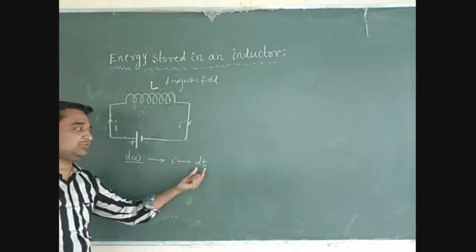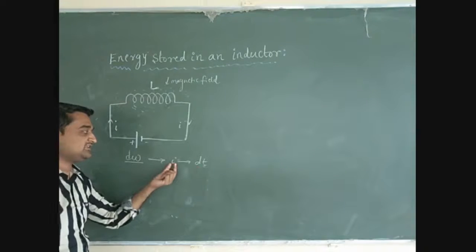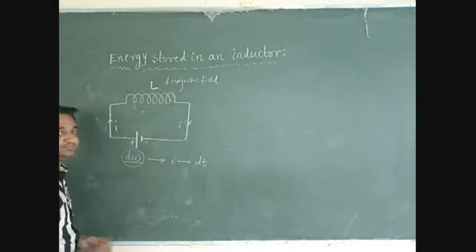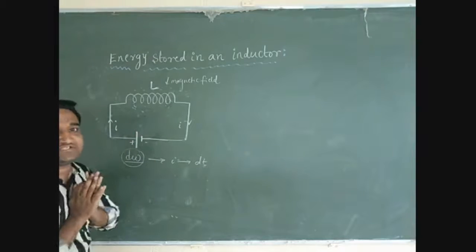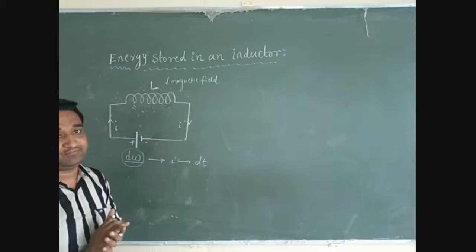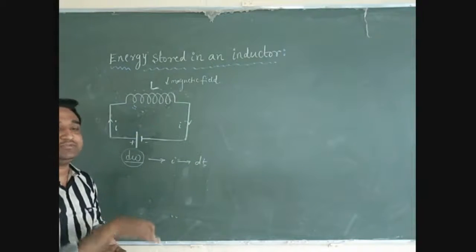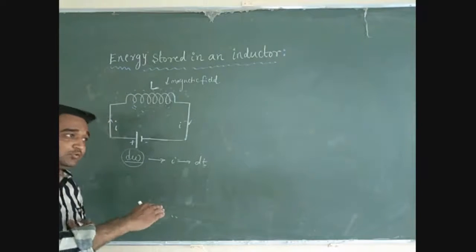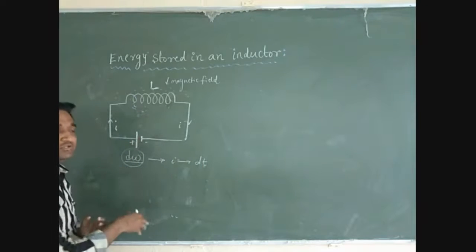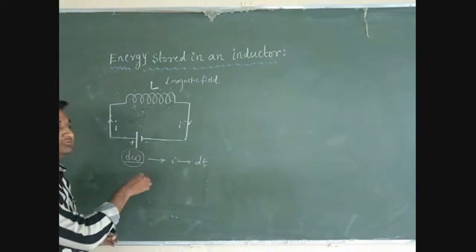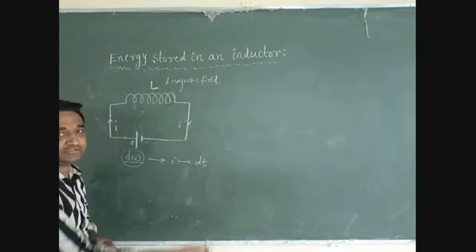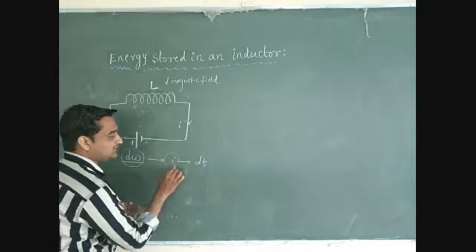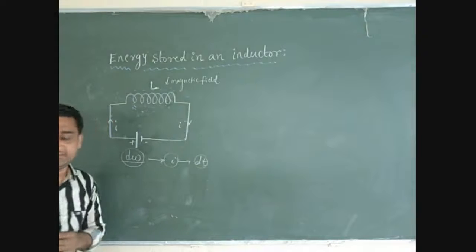So in a small interval of time dt, to establish the current I against the back EMF, dW amount of work is done. When the current through the inductor changes, a back EMF is induced, and that induced back EMF opposes the change of current through the inductor. So again, to establish the current in the inductor, we have to do external work. That amount of work done will be stored in the inductor as magnetic potential energy. So suppose dW amount of work is done to establish the current I in a small interval of time dt.